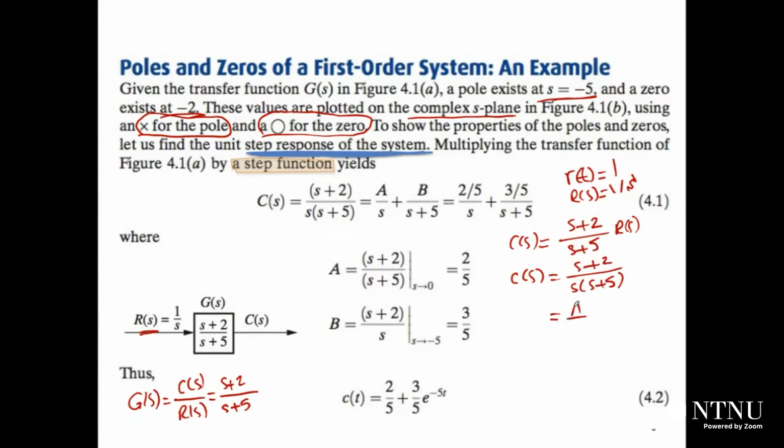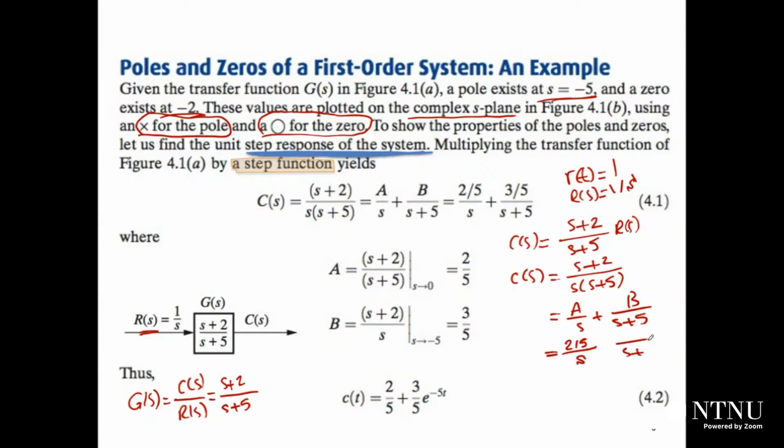So it will be A divided by S plus B divided by S plus 5. To get A, just multiply by S and substitute S equals 0. So it will be 2 divided by 5, so it will be 2 divided by 5 over S.